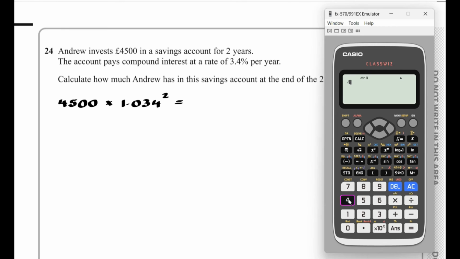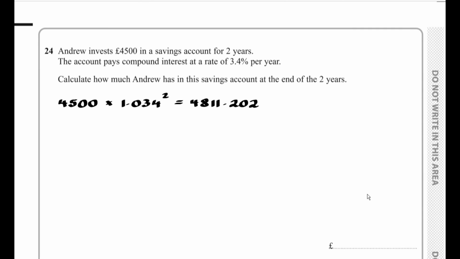So if I work out what this is, we end up with 4,811.202. Now, of course, we want to write this to 2 decimal places, so we end up with £4,811.20.